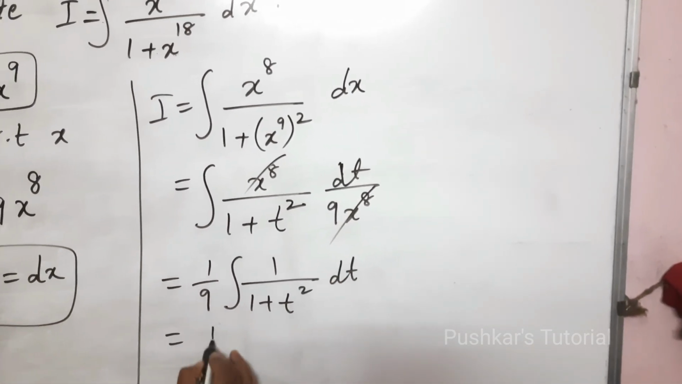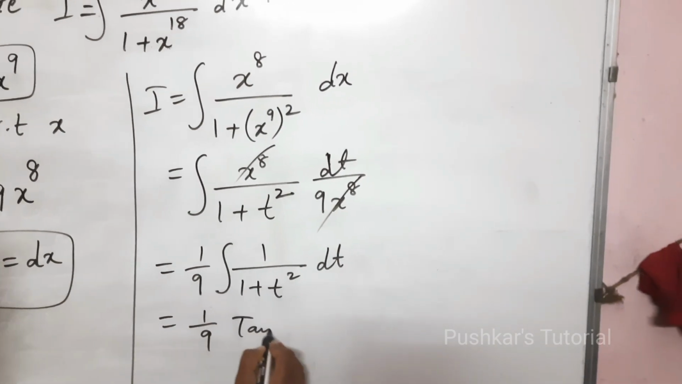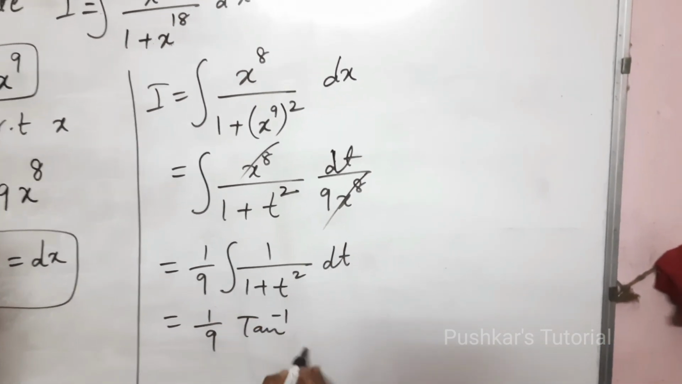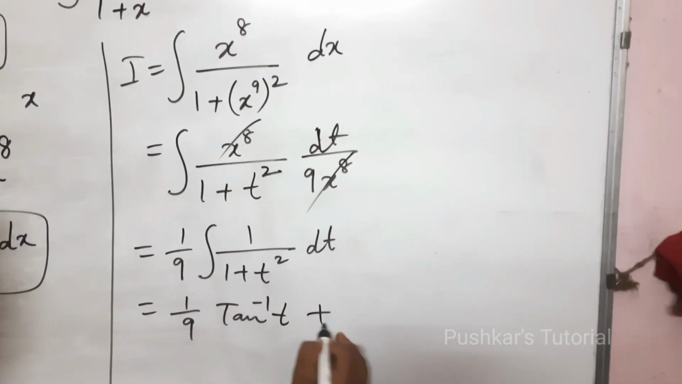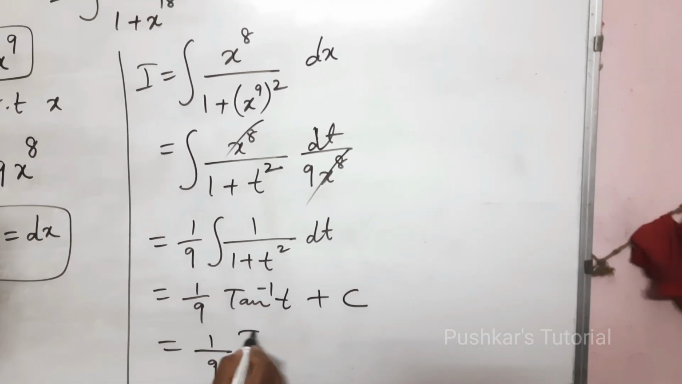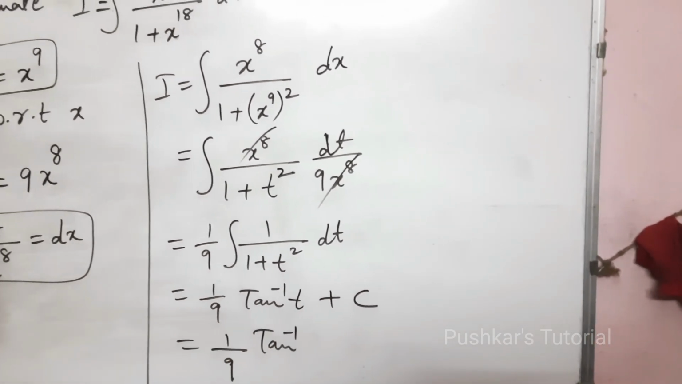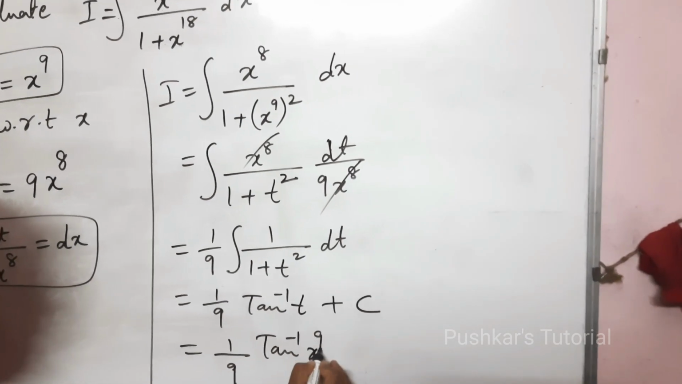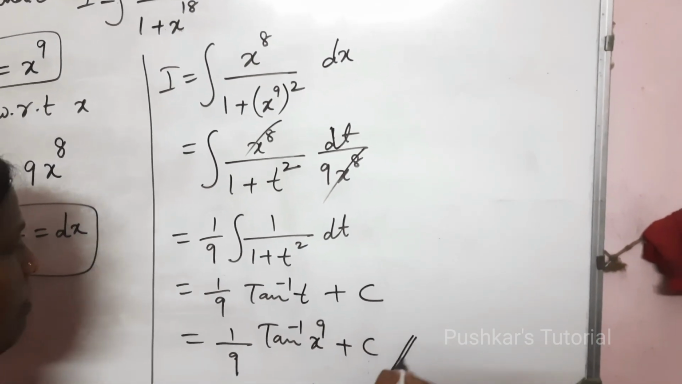So it is looking like the formula for tan inverse x. With t in the place of x, we get tan inverse t plus c. But what we have taken t as, x power 9, so tan inverse x power 9 plus c is the answer.